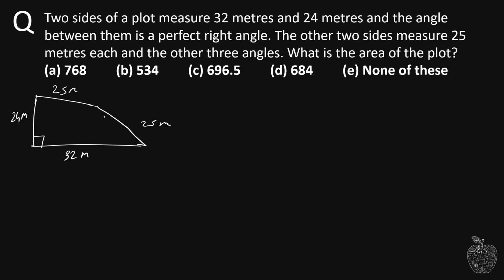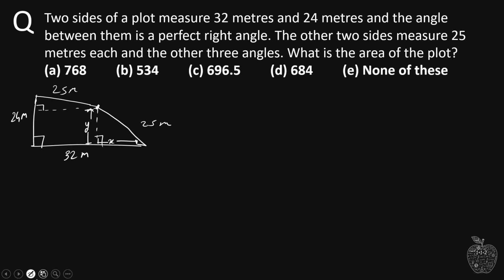Now what we'll do is take the point of intersection of these two sides and draw perpendiculars on both the sides, just like this. So one perpendicular here and one perpendicular here. Let's call this side x, this side x, and let's call this side y. All right, this much is clear.